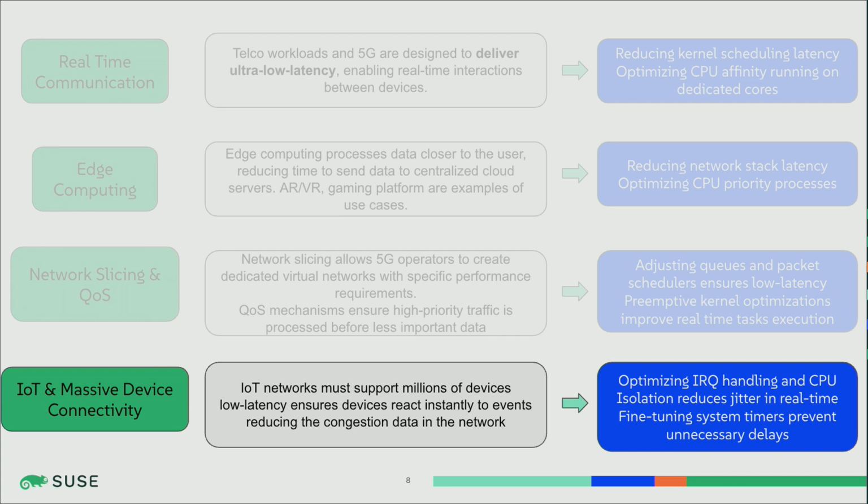IoT and massive device connectivity. Internet of Things networks must support millions of devices at this point. A lot of people take that for granted when they're using their devices and they just think the data magically comes back and forth. Low latency ensures that devices respond instantly to these events, minimizing network congestion. Optimizing IRQ handling and CPU isolation further reduces jitter, improving real-time performance. Fine-tuning system timers prevents unnecessary delays, and we will go over all of that.